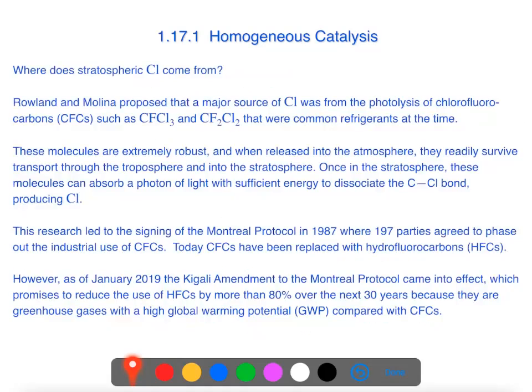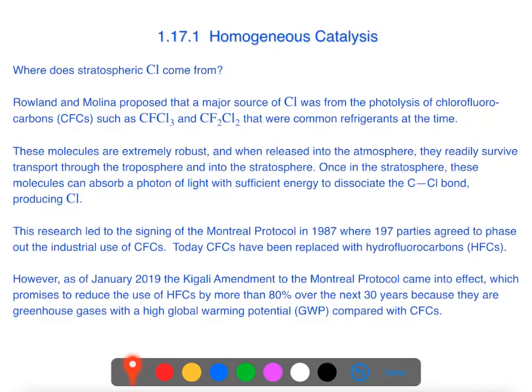So you may be asking yourself, where does stratospheric chlorine come from? Well, Rowland and Molina proposed that a major source of chlorine was from the photolysis of chlorofluorocarbons, commonly known as CFCs, such as CFCl3 and CF2Cl2. These were common refrigerants used at that time. These molecules are extremely robust and persistent in our environment, but when released into the atmosphere, they readily survive transport through the troposphere and into the stratosphere.